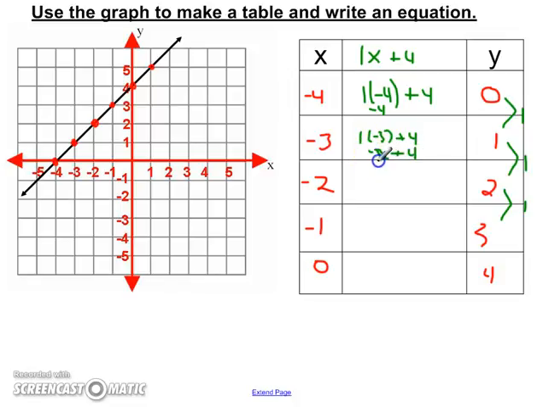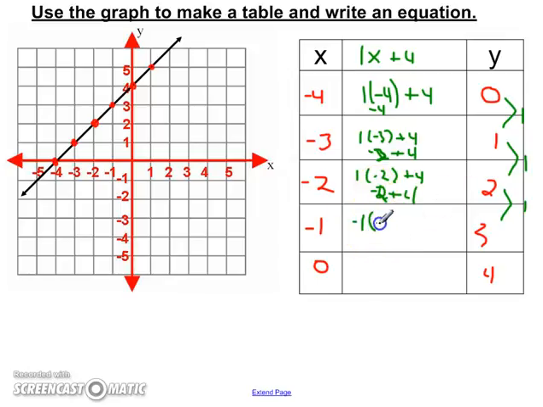Sorry, this is a negative 3. Very poorly written, negative 3. 4 minus 3 is 1. And that will work for the rest of the table. Okay, negative 2 plus 4. Well, that is a negative 2. Negative 2. I'm struggling with my writing of 2's and 3's. 4 minus 2 is 2.